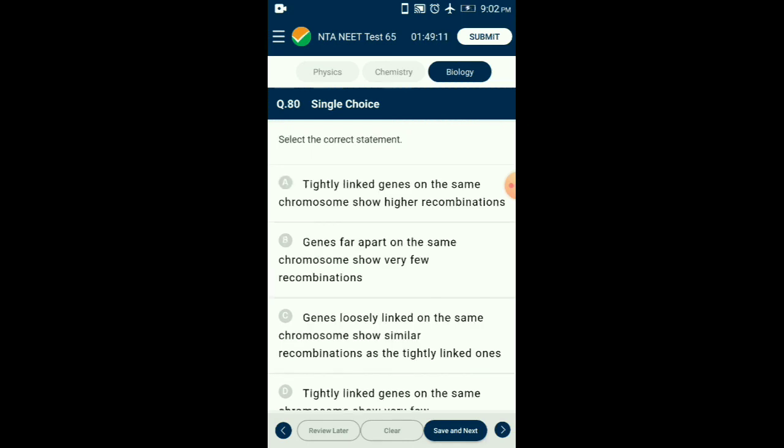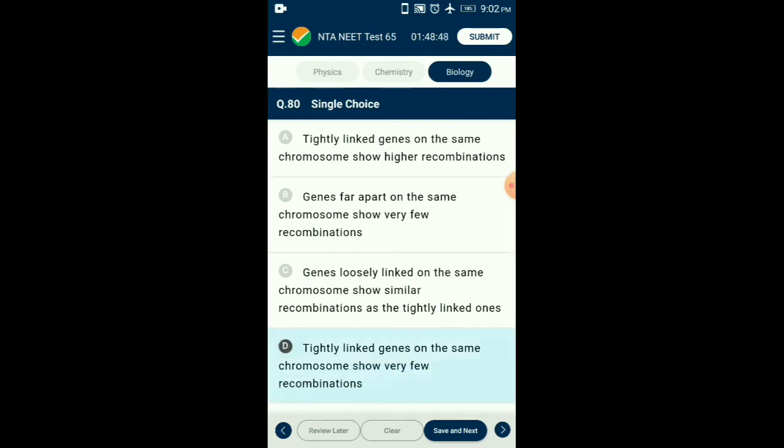Question number 80. Select the correct statement. Morgan and his group found that the genes were grouped on the same chromosome. Some genes were very tightly linked and showed very low recombination, while others were loosely linked and showed higher recombination. So the answer for this question is option D. From the given four statements, option D is the correct statement.